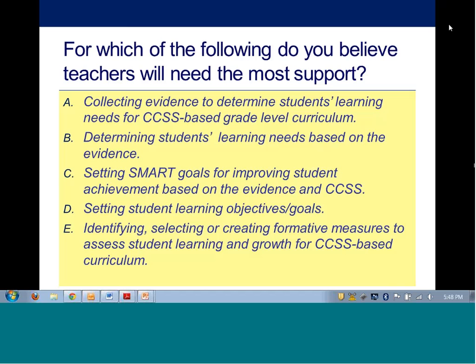Will they need support in setting their SMART goals for improving student achievement based on the evidence so that they are measurable and achievable? Are they going to need more support setting student learning objectives or goals, or identifying, selecting, or creating formative measures to assess that learning? Where do you see teachers will need the most support in your near future? Take a moment to look at that. We've got about 43 seconds left to get your responses, so let's think through that.